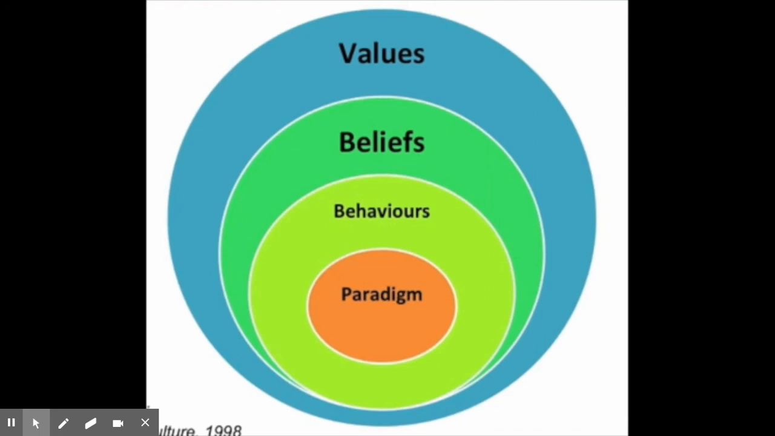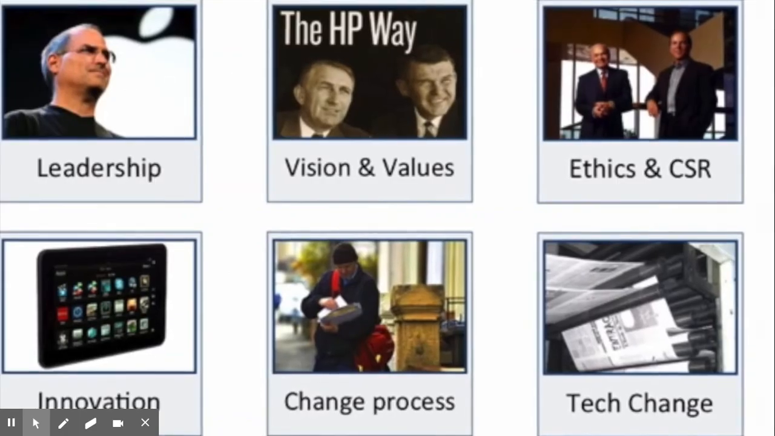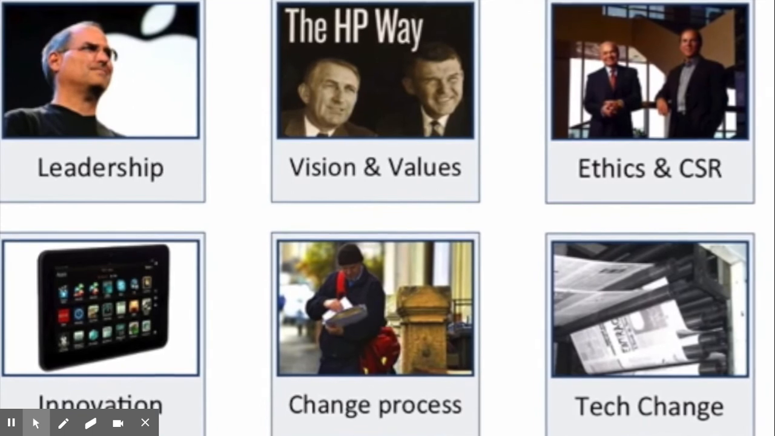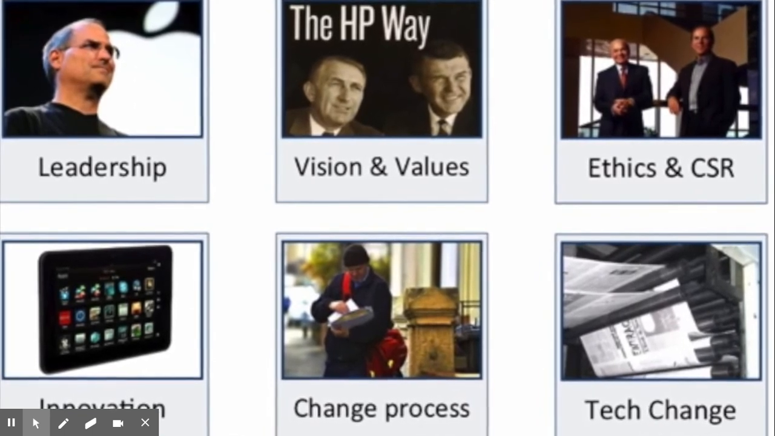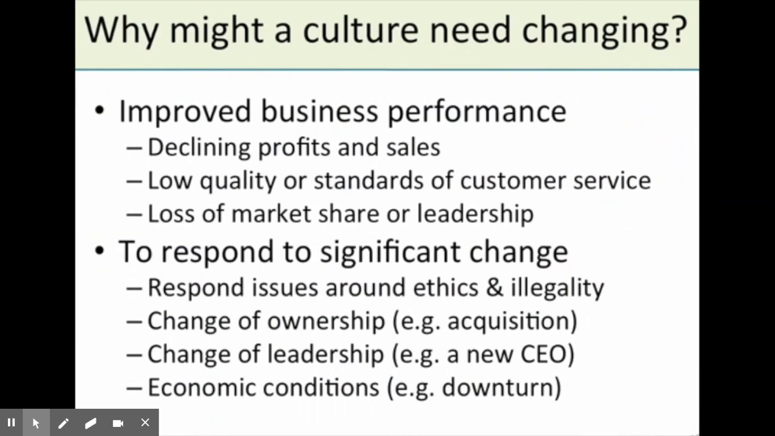Schein contended that organizations should create a culture that embodies how you want your organization to run, such as daily behavior and organizational performance. Examples might include effective communication, collaboration, customer service, and employee value. Many organizations might choose to change or build their organization's culture based on leadership styles, visions, values, and missions, ethics, innovation, tech changes, and other changes important to the innovation of the company.